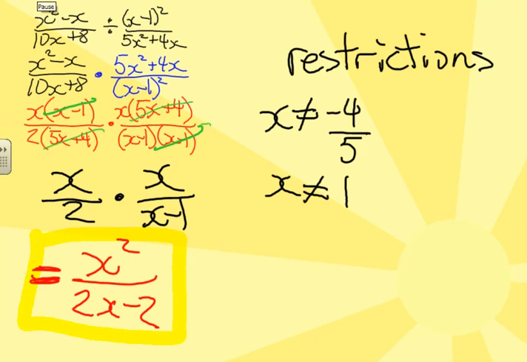And as far as any restrictions, I just did this quickly. X cannot equal negative 4/5 and x cannot equal 1. See my other video on figuring out what your restrictions are if you're not sure how I got those numbers.